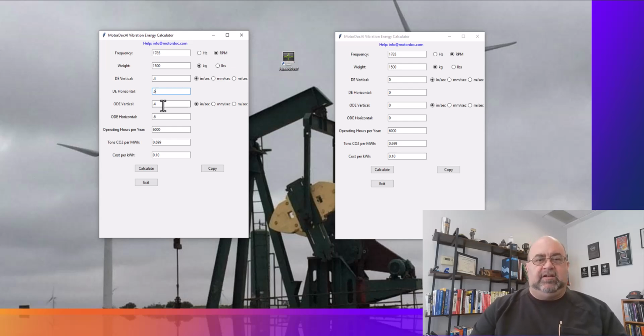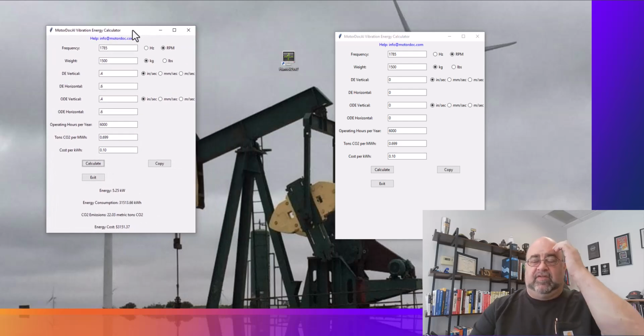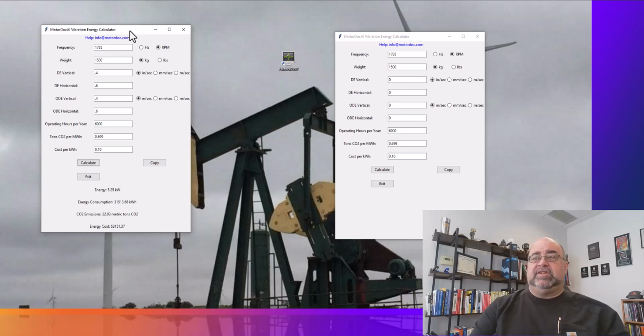0.2 is bad, is the borderline bad in the case of this machine. So we're going to calculate this, and there's the losses. So it's 5.25 kilowatts lost due to unbalance. That's direct energy measurable losses, right? So a portion of my load on this machine then is feeding that unbalance. That ends up being 22 metric tons of CO2 and about 3,150 USD.